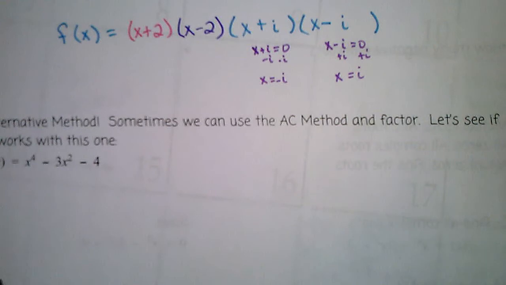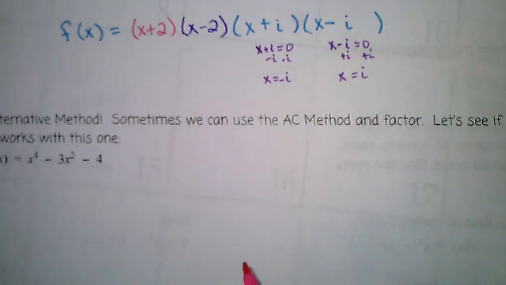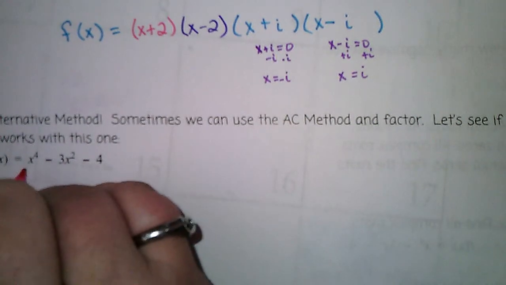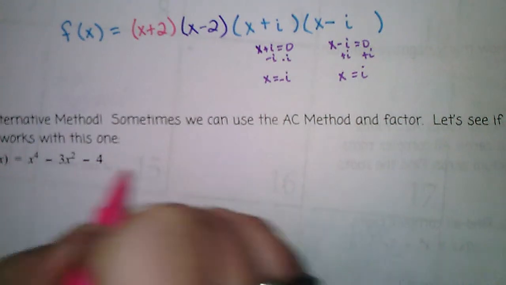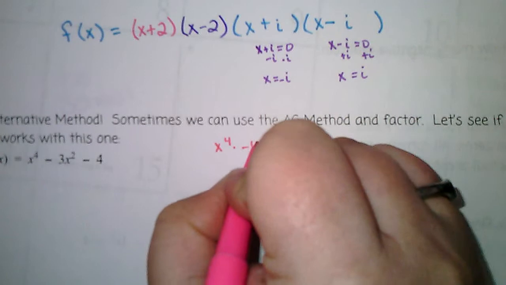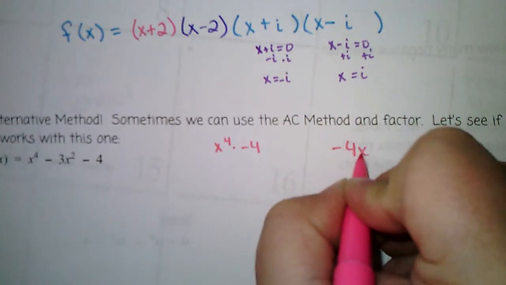So let's see if it works for this one. And hopefully you obviously know that it does since I'm showing you in your notes, but it doesn't always. So if we want to factor this, we do A times C. So we do x to the fourth times negative 4. We would get negative 4x squared.